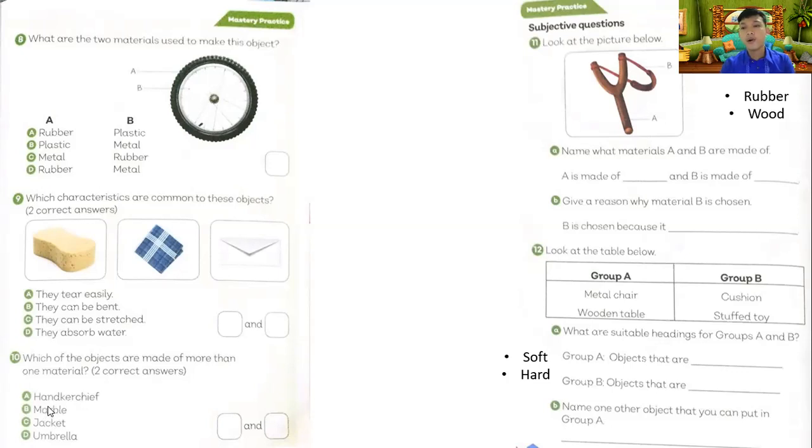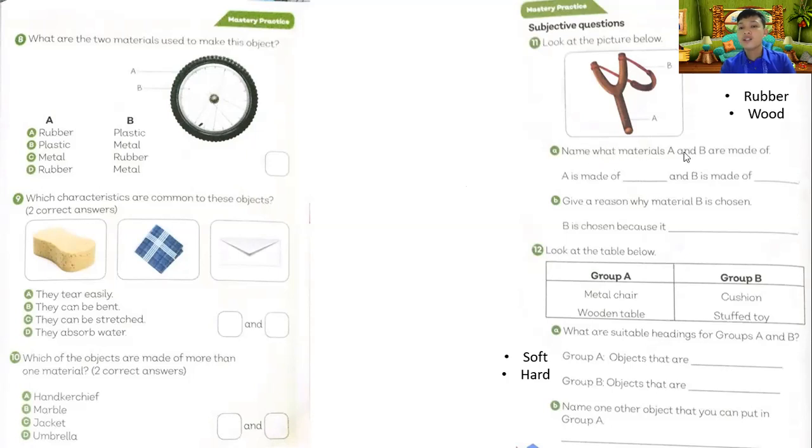Letter B. Marble. Marble is like a stone. Is it made of metal, wood, like that? Jacket. Jacket is made of what? Cloth and metal. Letter D, umbrella. Umbrella is made of what? Cloth, metal, and plastic. So you answer, okay? What are the two letters here that have more than 1 material? All right. Okay, number 11.